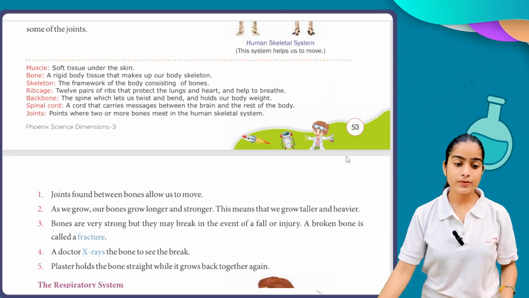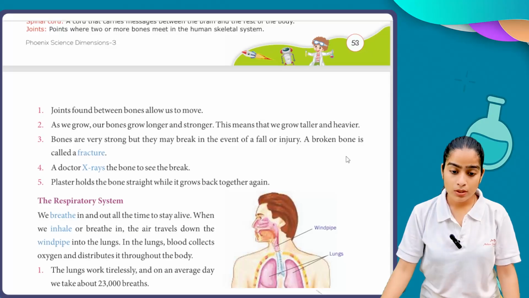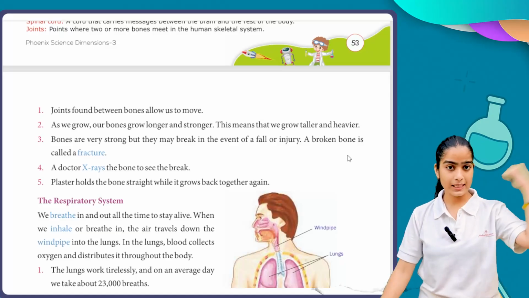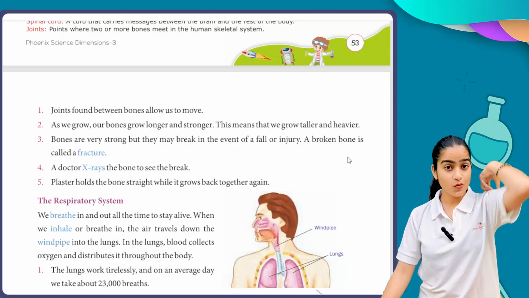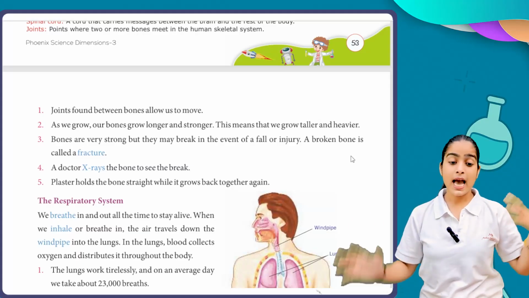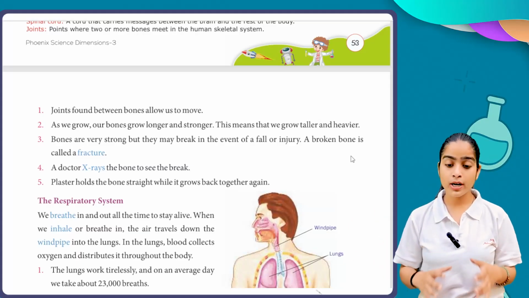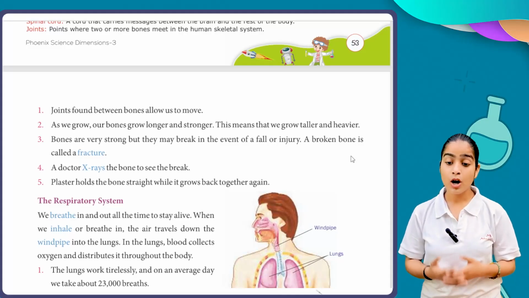Next, joints found between bones allow us to move, as you see the movement in the elbow and in the shoulder as well. As we grow, our bones grow longer and stronger. This means that we grow taller and heavier.